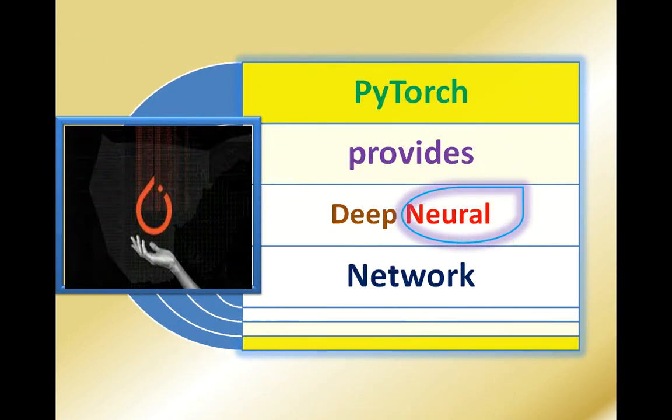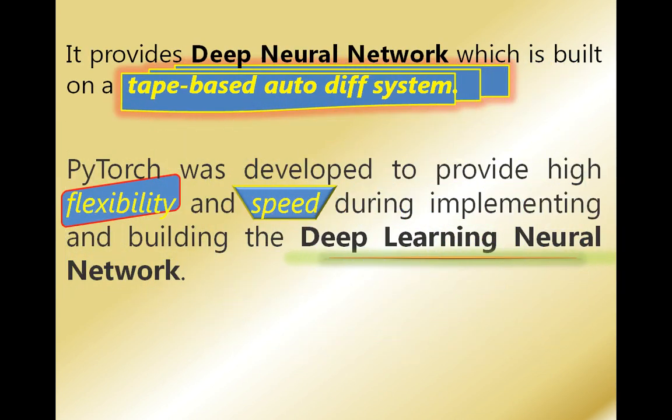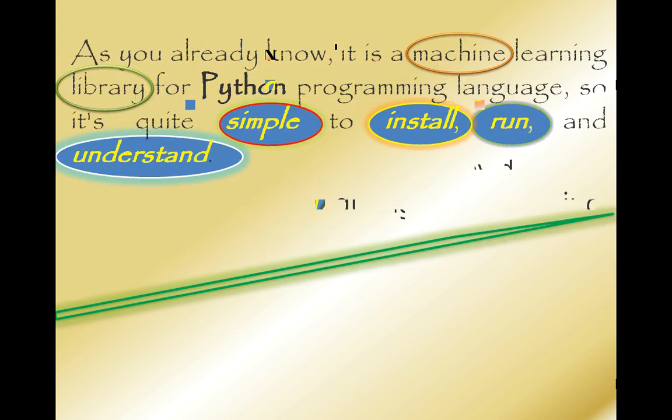Next one is PyTorch provides deep neural network. It provides deep neural network which is built on a tape-based auto-diff system. PyTorch was developed to provide high flexibility and speed during implementing and building the deep learning neural network. As you already know, it is a machine learning library for Python programming language. So it's quite simple to install, run and understand.